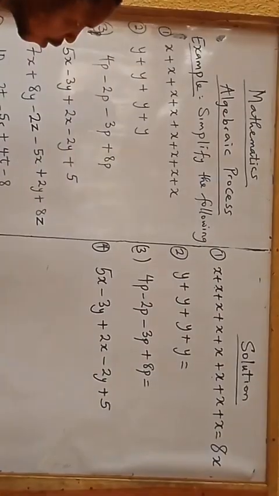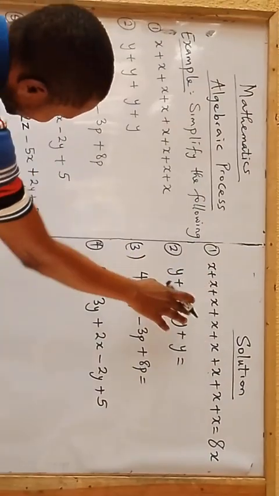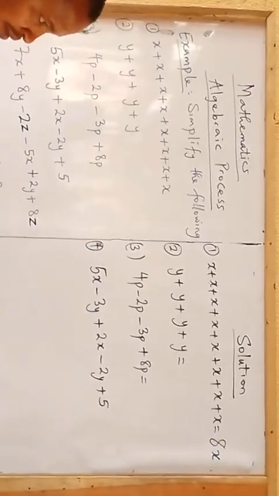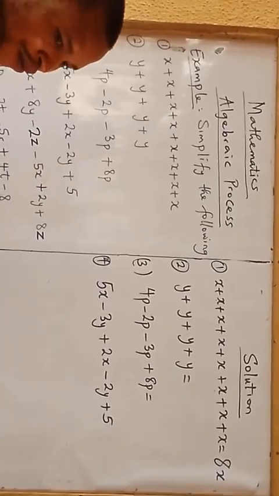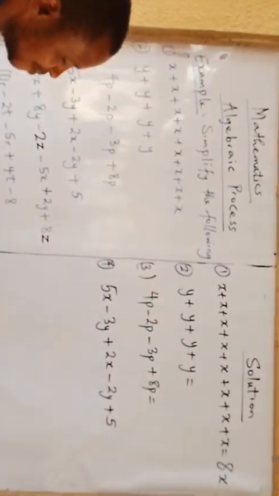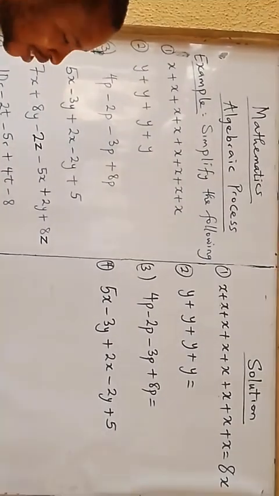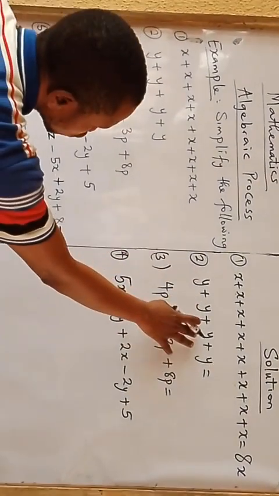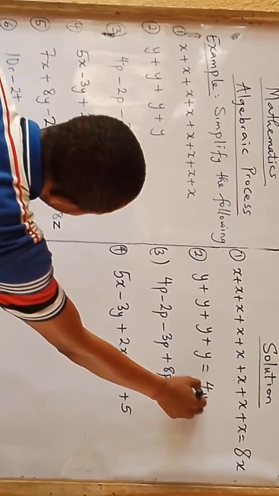Because the coefficient of each unknown variable here is 1, and they are like terms. You can only add or subtract like terms. You cannot add or subtract unlike terms. Like terms simply means they have the same letters. Number 2: y plus y plus y plus y will give us 4y.